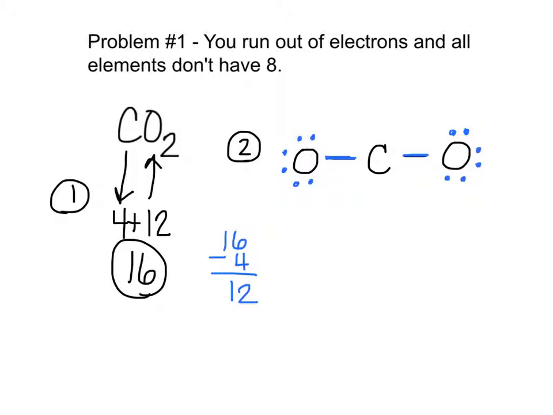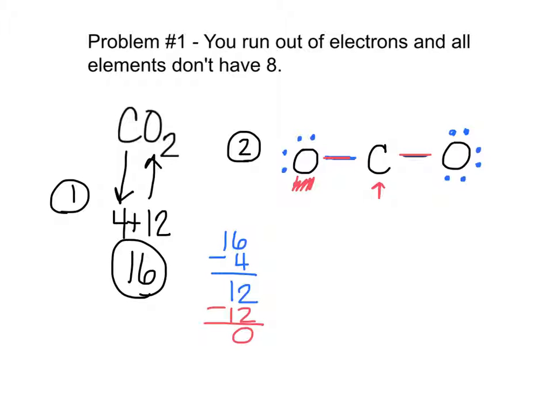It kind of looks like we're done, but take a look at our carbon. It does not have 8. It actually only has 4. So here is what we're going to do if we run out of electrons. We have placed all 12. We don't have any more electrons to place, so you can't just start putting dots. There aren't any more. What we can do is have the oxygen share another pair.